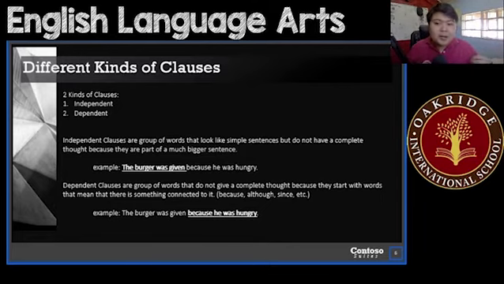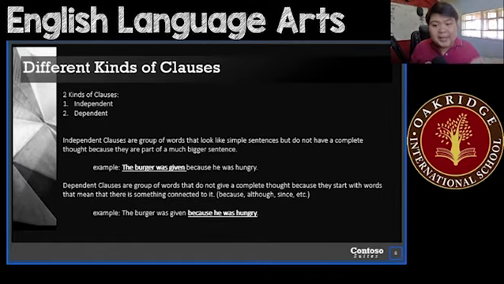Independent clauses are groups of words that look like simple sentences. They are a part of a much bigger sentence. Example, look at the example over there. The burger was given because he was hungry. The underlined phrase there is the burger was given. Here, we have this group of words with its own subject and its own predicate, but it is not a sentence. Why? Because it's part of a much bigger sentence, which is the burger was given because he was hungry.